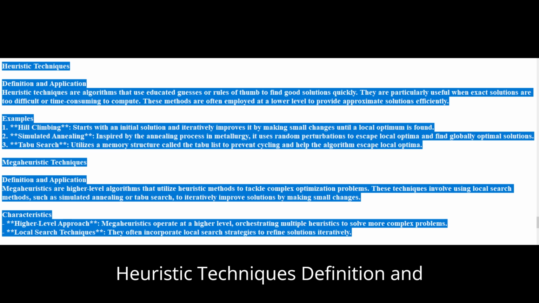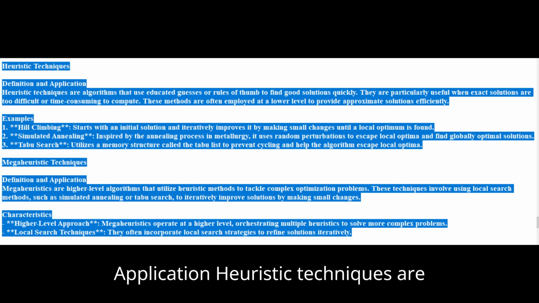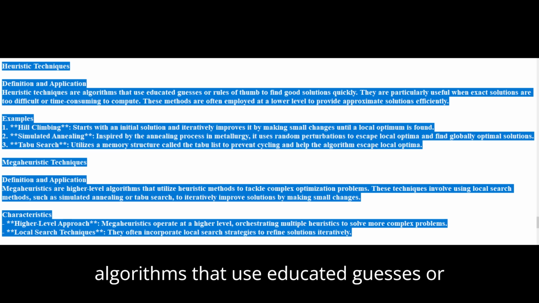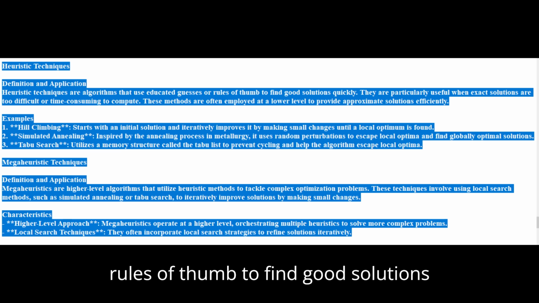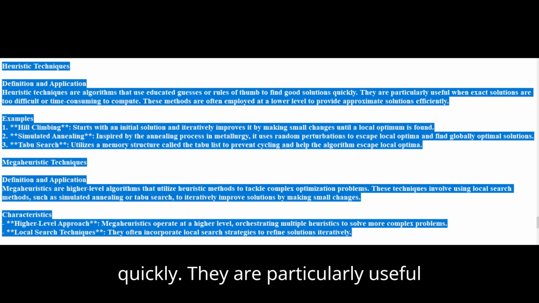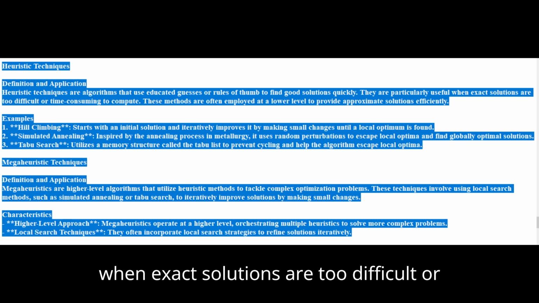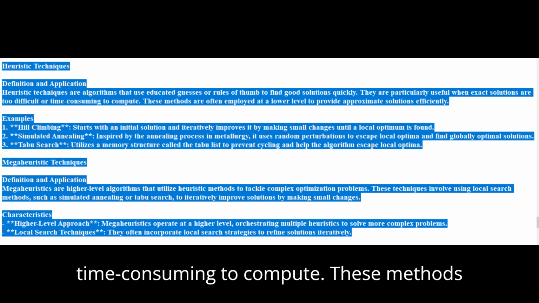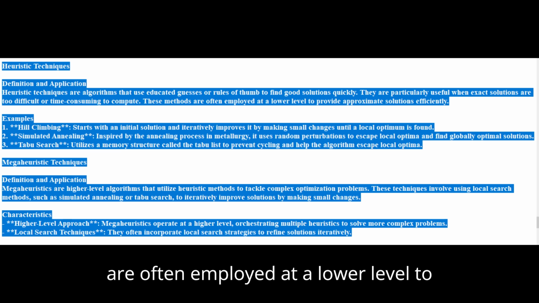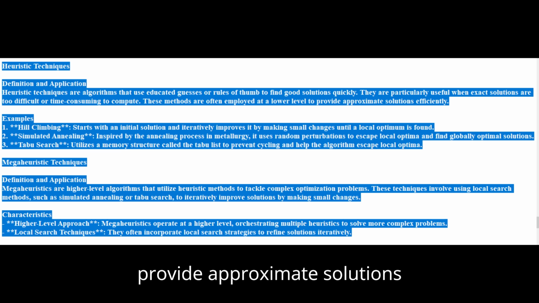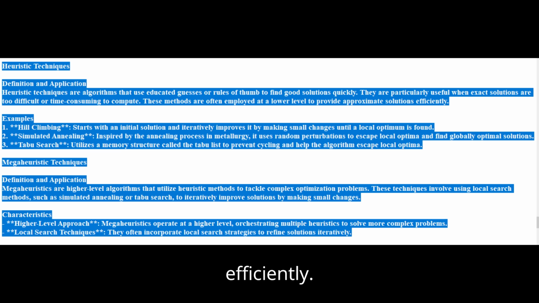Heuristic techniques. Definition and application. Heuristic techniques are algorithms that use educated guesses or rules of thumb to find good solutions quickly. They are particularly useful when exact solutions are too difficult or time-consuming to compute. These methods are often employed at a lower level to provide approximate solutions efficiently.